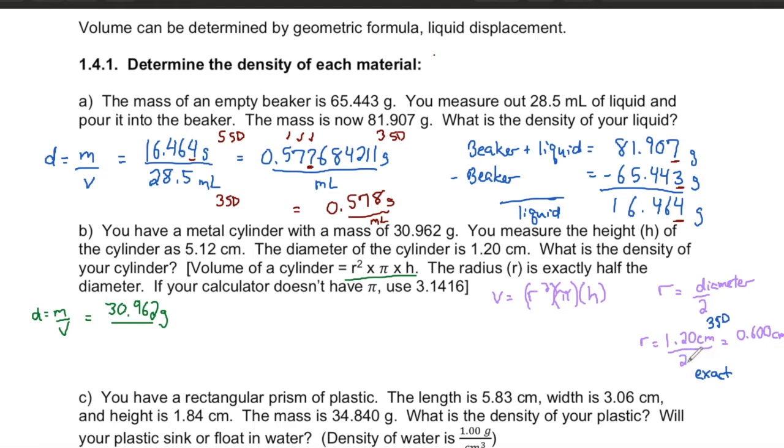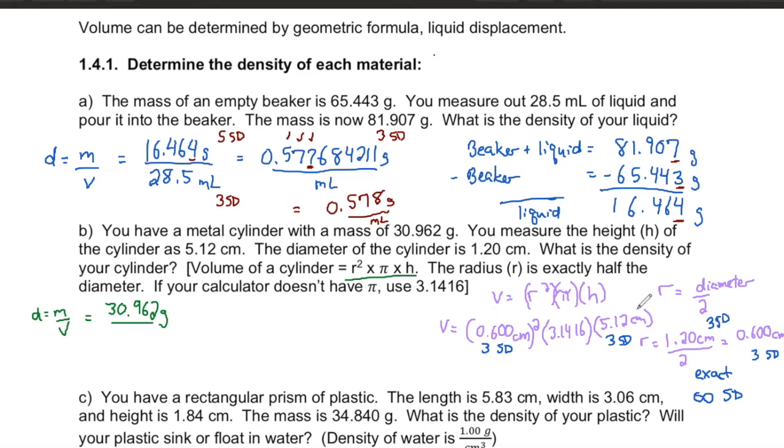This isn't 2 plus or minus 1. It's not even 2 plus or minus 0.1. It's exact. So it has an infinite number of significant digits. Between these two, 3 significant digits is a smaller number than infinity. So I can keep 3. Alright, so now I have the radius. So I can put these into the volume formula, 0.600 centimeters squared, either the pi button on the calculator or 3.1416, and the height 5.12 centimeters.